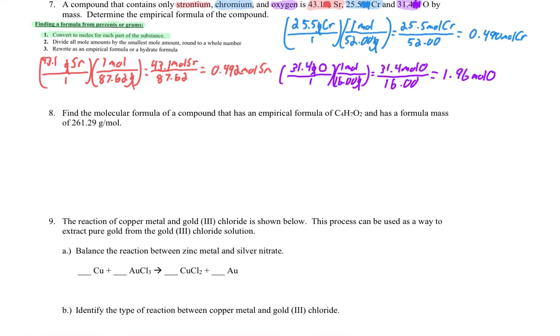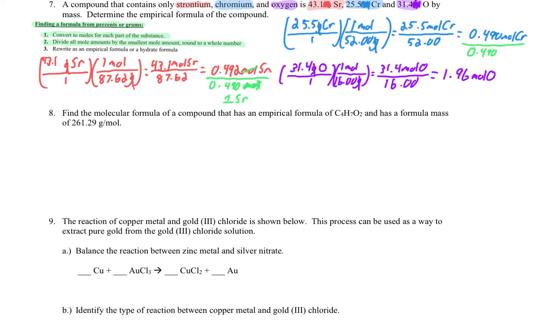In step 2, I now have to divide each of these mole amounts by the smallest mole amount and then round to a whole number. Well, the smallest mole amount is 0.490. So I divide each of the 3 by 0.490 moles. For the Sr, 0.492 divided by 0.490 comes out to 1 when I round to a whole number, so 1 strontium.